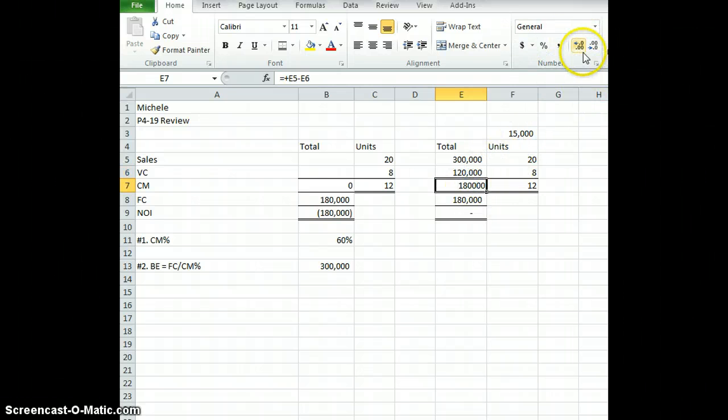My contribution margin is equal to selling price minus variable cost, or in this case 180,000. My fixed costs are 180,000. My net operating income is 0. I have neither income nor loss. That is my break-even point.